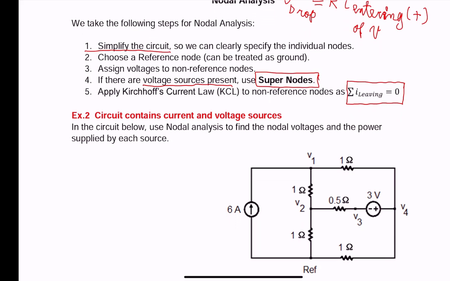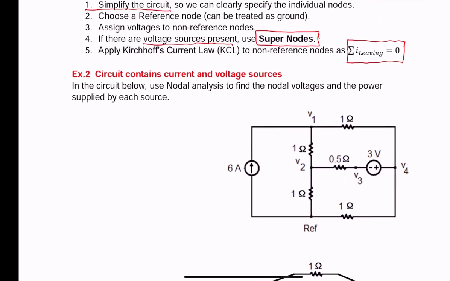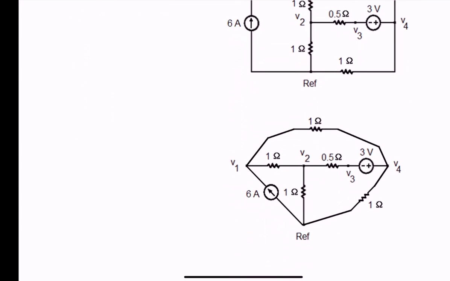So, looking at the circuit, we want to find nodal voltages and power supplied by each source. We have a voltage source, so we have to use a supernode. First step, as I said before, is to simplify the circuit. So we simplify the circuit, get rid of square corners. We have reference at the bottom with 0 volts.